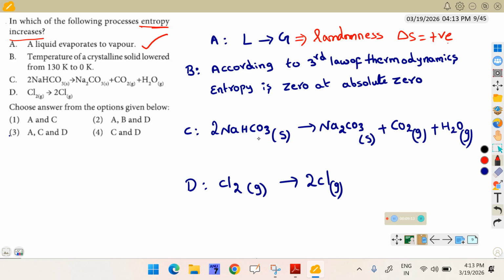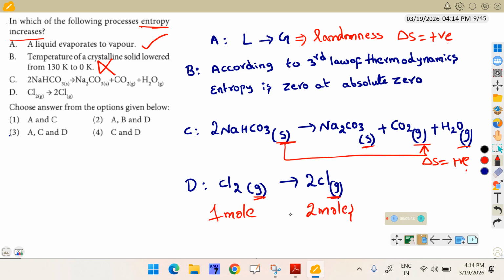Temperature of a crystalline solid lowered from 130 kelvins to 0 kelvins. No, wrong statement. How? According to the third law of thermodynamics, entropy is 0 at absolute zero. Statement C, NaHCO3 solid is given, Na2CO3 solid, gas. Okay, a solid substance is converted to a gaseous substance, so randomness increases, the value of entropy is positive. Cl2 converted to Cl, both are in gaseous state, but 1 mole of Cl2 is converted to 2 moles of Cl. The number of moles of gas particles increases, so the entropy value also increases.